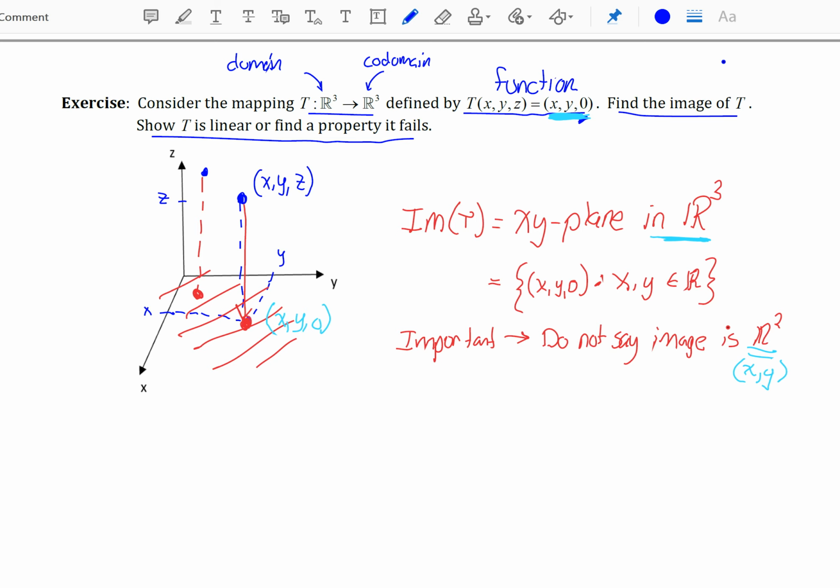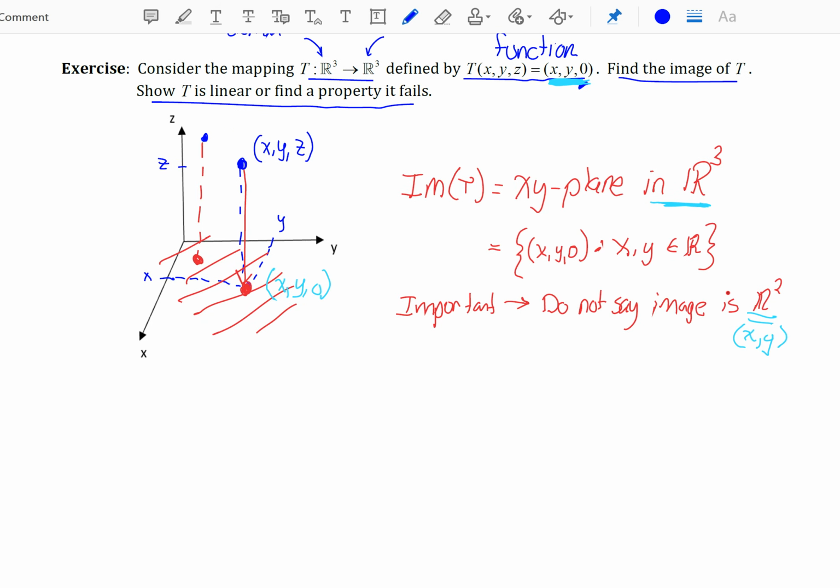Okay, so now let's show that T is linear or find which property it fails. And again, I generally like showing scalar multiplication first.